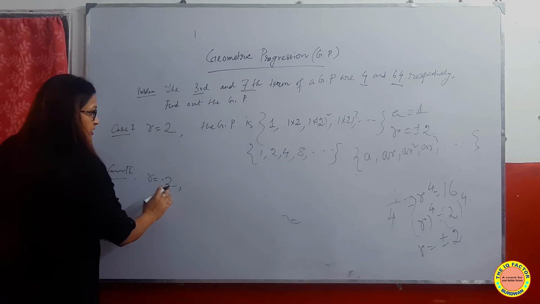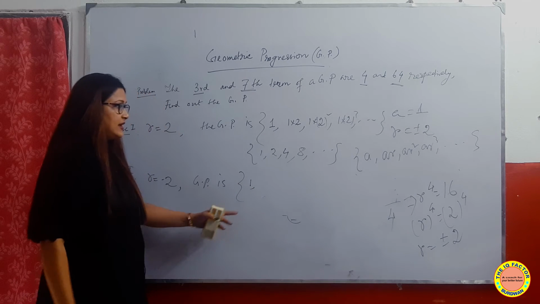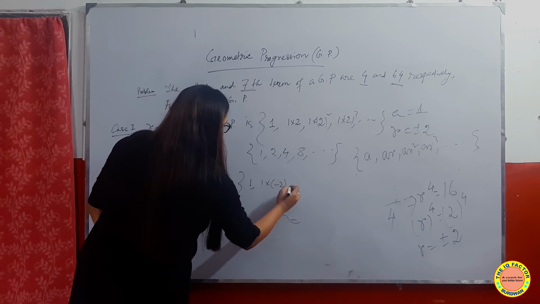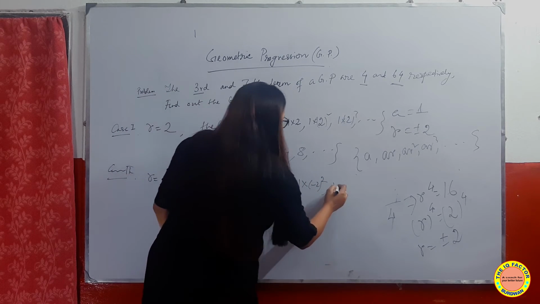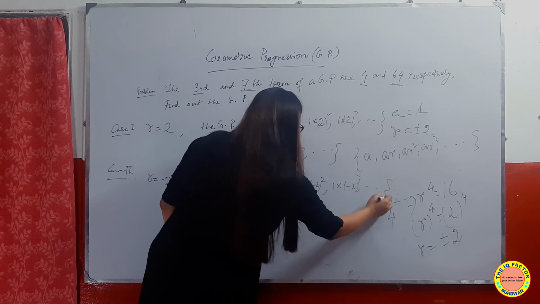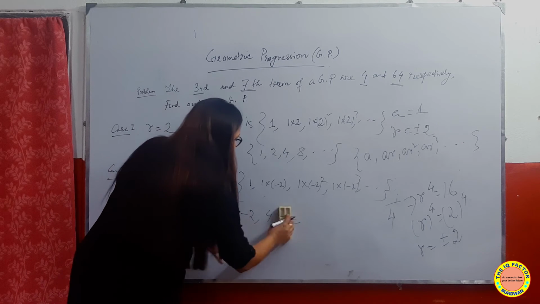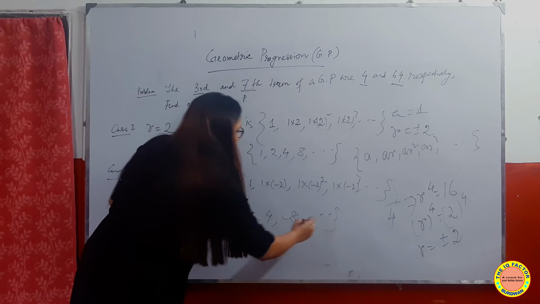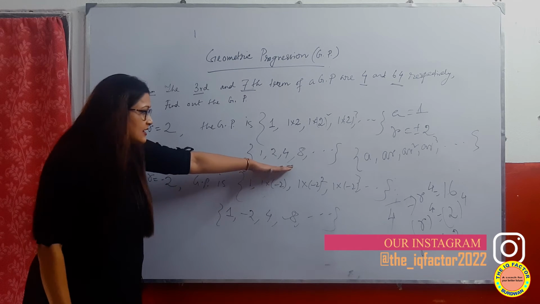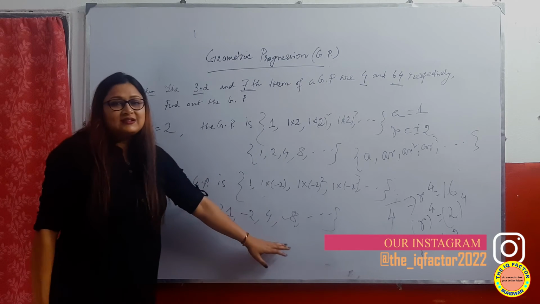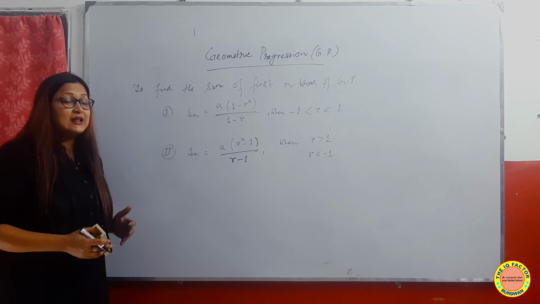And when r is minus 2, the GP is a as 1, ar as 1 into minus 2, ar square as 1 into minus 2 whole square, ar cube as 1 into minus 2 whole cube, and so on. So the GP is 1, minus 2, 4, minus 8, and so on. So the GP is that when r is equal to 2, and that when r is equal to minus 2. We have discussed earlier the general term, which is the nth term of GP.